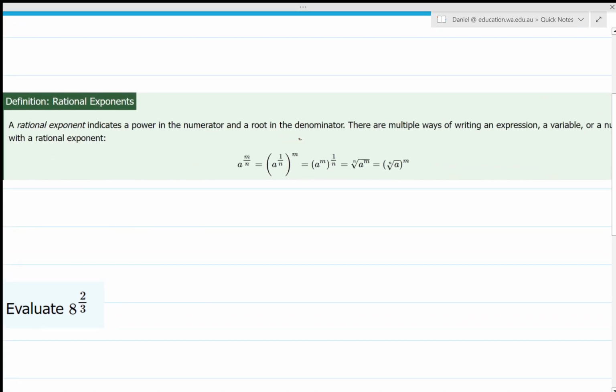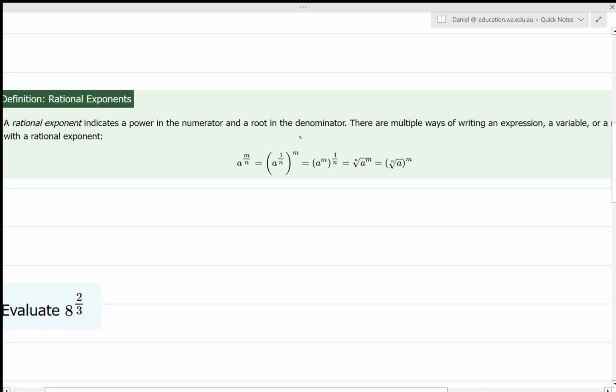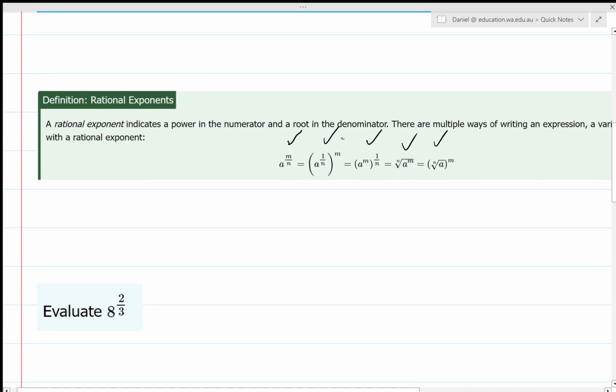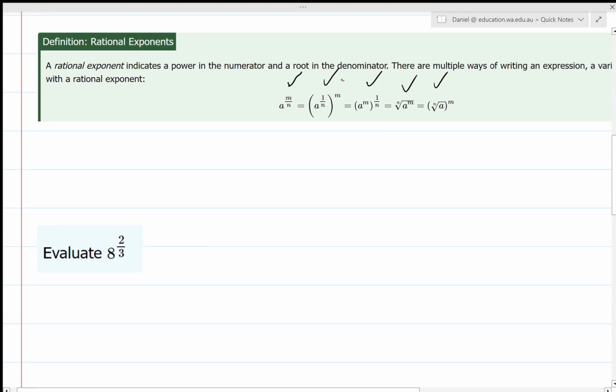Okay, the other thing to be aware of is that these can be written in different forms. All of these are ways that you may see rational indices written. They're all the same thing, they're just written in another way. Some of them we can use to our advantage while solving problems.